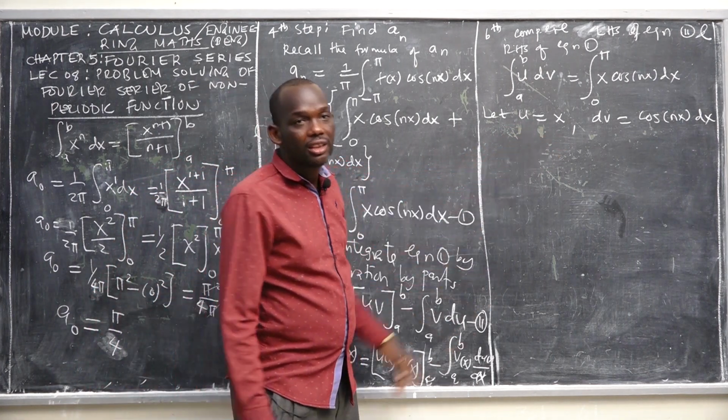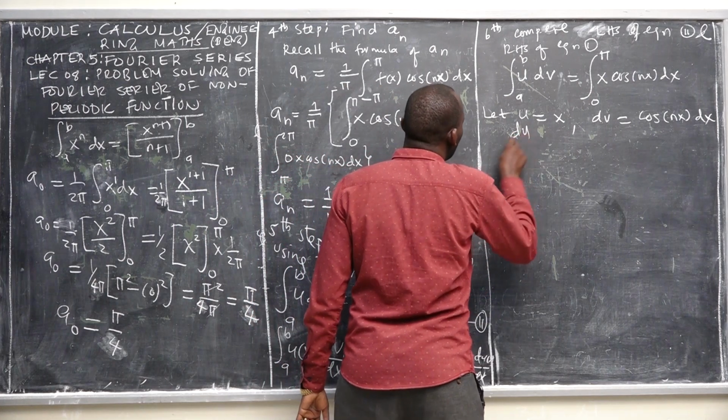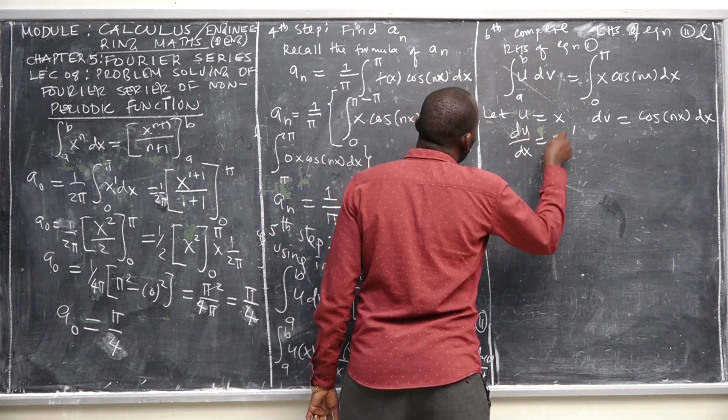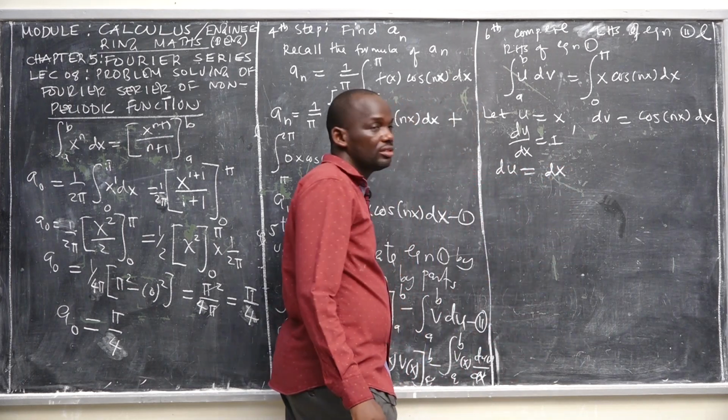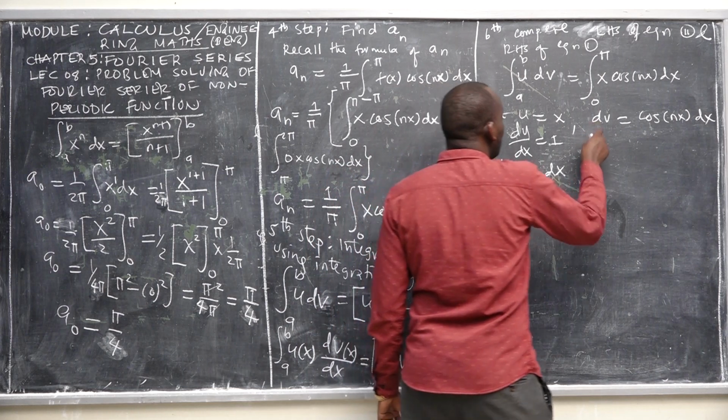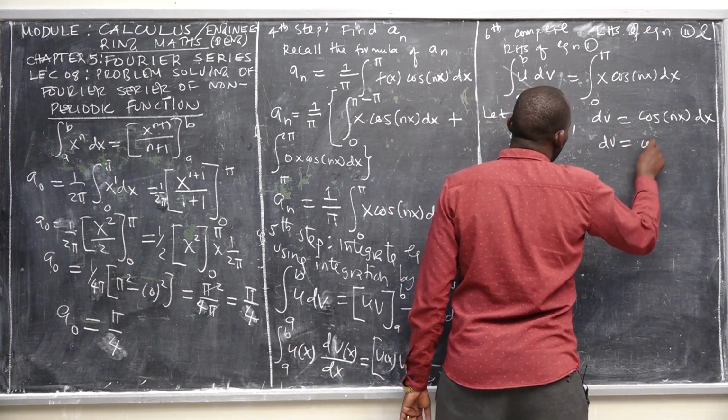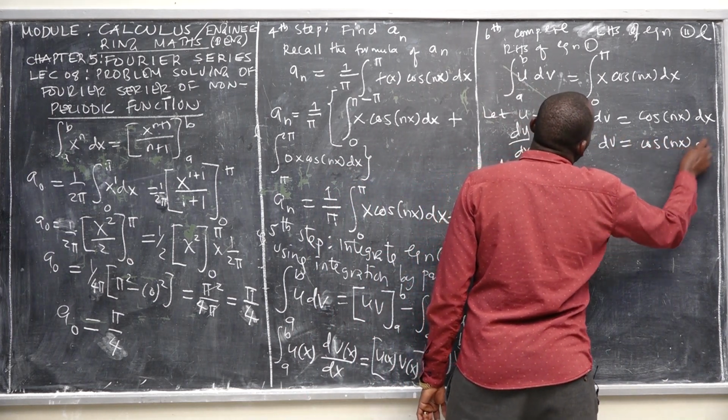Are we together? So we say du/dx is equal to what? 1. There's no need for you to claim this stuff. du is equal to dx. So then we have dv is equal to cosine of nx dx.